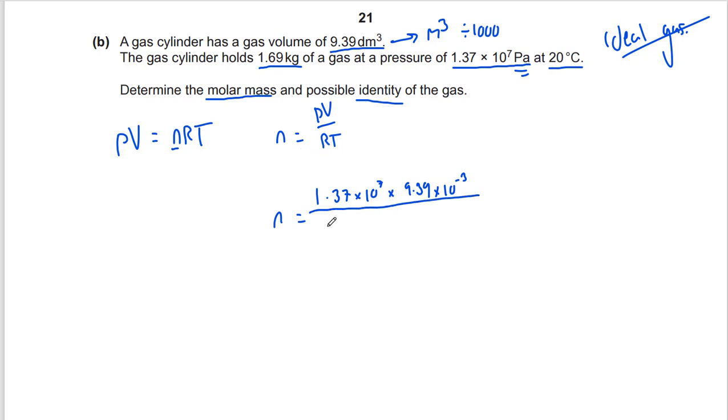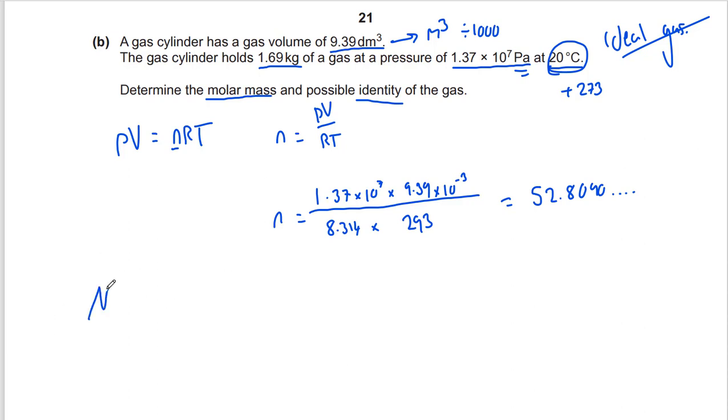All over R, which is a constant, 8.314, it's on your data sheet, multiplied by the temperature, which needs to be in Kelvin. It's given in centigrade, so we need to add 273 to that to get 293. Plug it into your calculator, just being careful with getting the numbers in correctly. You should get 52.8090, etc. It's a big long number on the calculator. That's the number of moles.